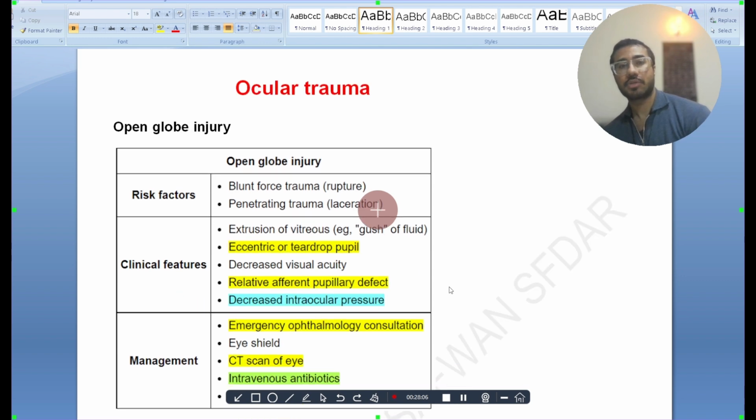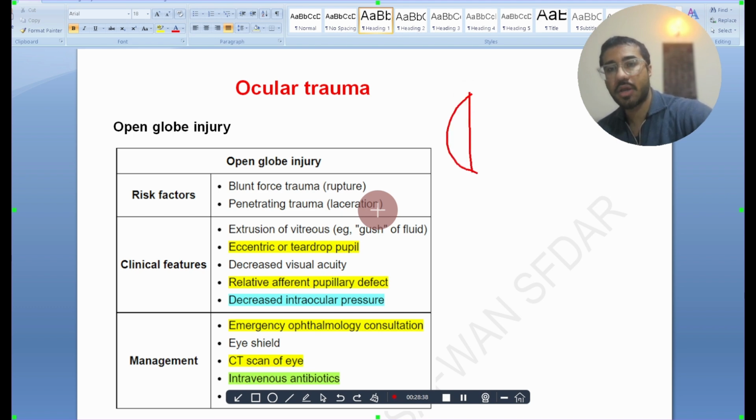Ocular trauma. So with ocular trauma, we're going to do a little bit of discussion first. What is ocular trauma? Ocular trauma is anything that might lead to leaking of aqueous humor or destruction of the integrity of the eye. Open globe injury, blunt force trauma, penetrating trauma.